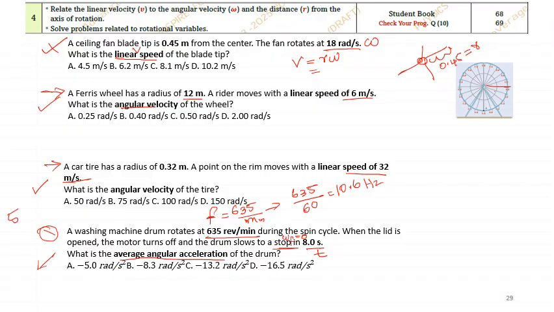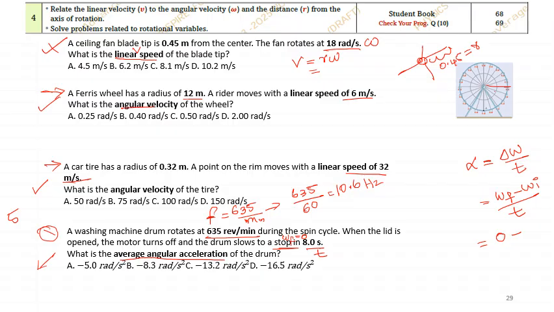Okay, so question number 5, we know it is alpha, angular acceleration. It is delta omega divided by delta t. So what is delta omega? Delta omega is omega final minus omega initial, divided by t. They have given the omega final. How much is it? 0.